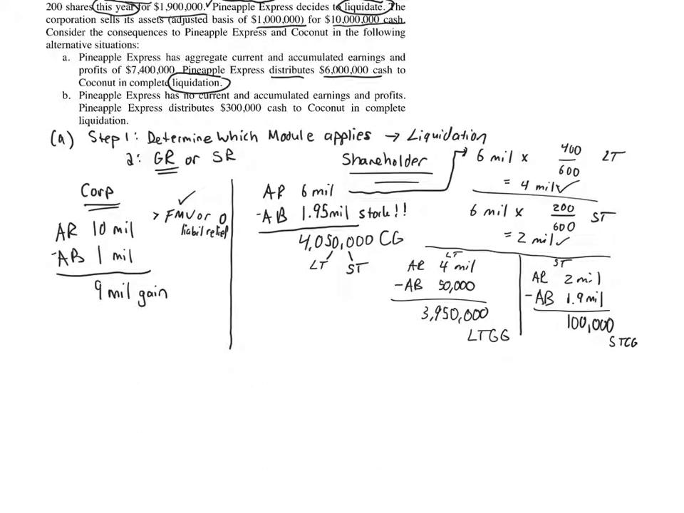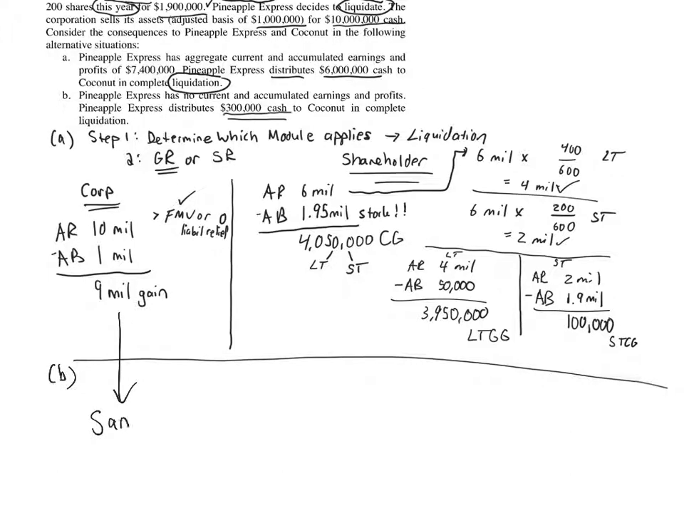In B, same exact question, but now the shareholder only gets $300,000 cash. So all the above facts stay the same. Shareholder only gets $300,000 cash. Maybe there was something fishy going on that the shareholder only gets $300,000. Don't ask why, it can happen in business. Guess what? Corporation's tax consequences are the same. So the only thing that's going to change is the shareholder.